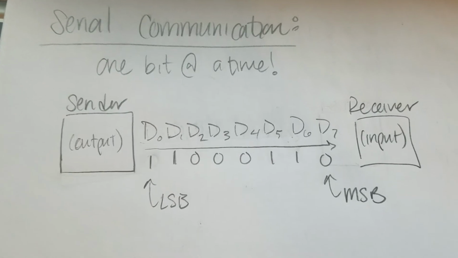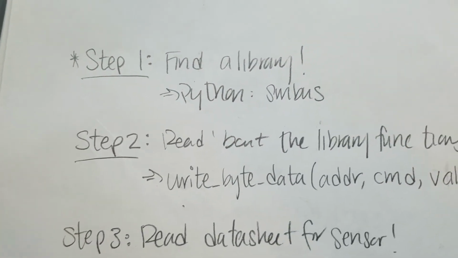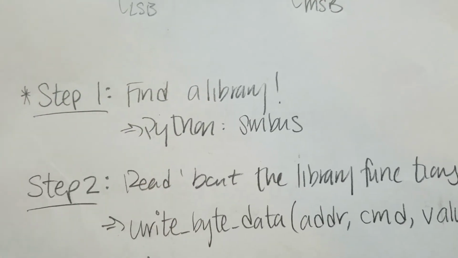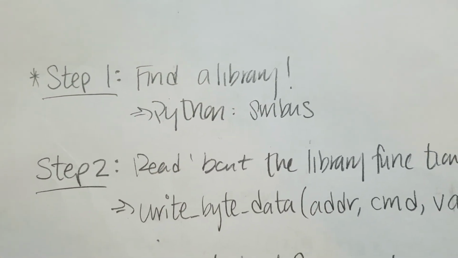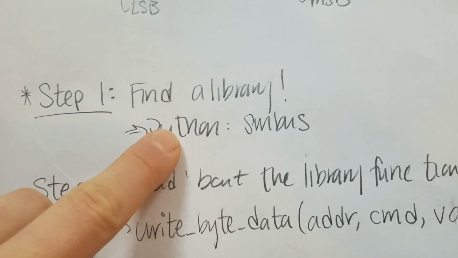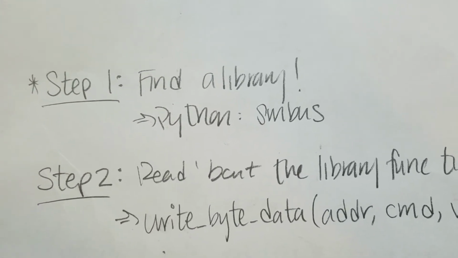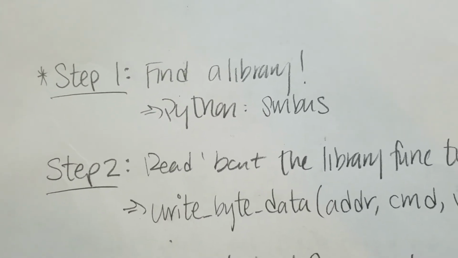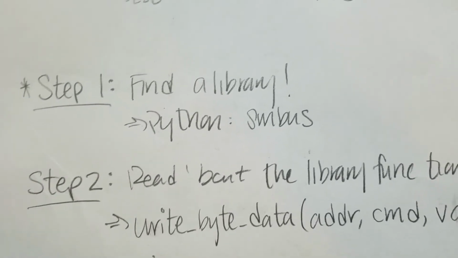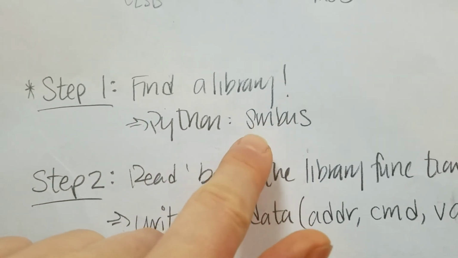So how do you actually implement it in your code? Okay, so step 1 is to find a library. Depending on what programming language you are using, for the project I'm currently working on, I'm working in Python. So you would want to find a serial communication library for that programming language. And fortunately, there are lots of lovely folks that write libraries, so there are libraries for pretty much every language you'd be working in. In Python, I'm using the library called SMBus.